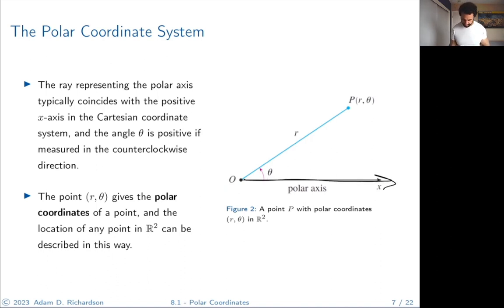Now, the ray that represents the polar axis typically coincides with the positive x-axis. That's what I was just saying a moment ago. And the point r comma theta gives the polar coordinates of a point. So this is basically the entire thing right here. These are the polar coordinates of a point. And again, any point in the plane can be described this way. So if you put your finger on any point in the plane, pretend this is a point that you pick in the plane.